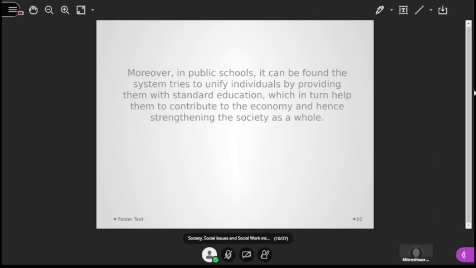Alors, moreover, in public school, it can be found the system tries to unify individuals by providing them with standard education, which in turn helps them to contribute to the economy and hence strengthening the society as a whole.